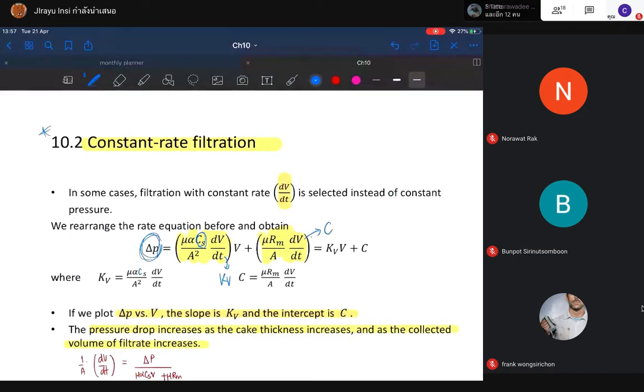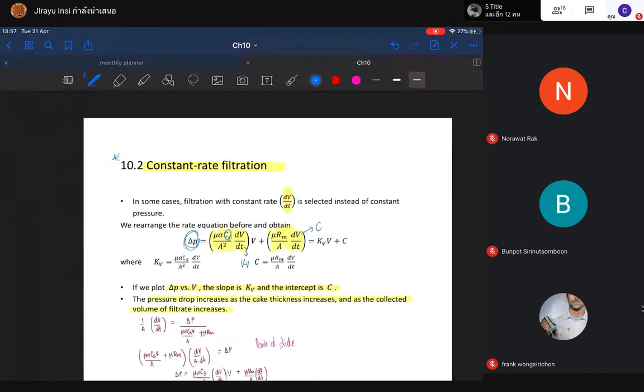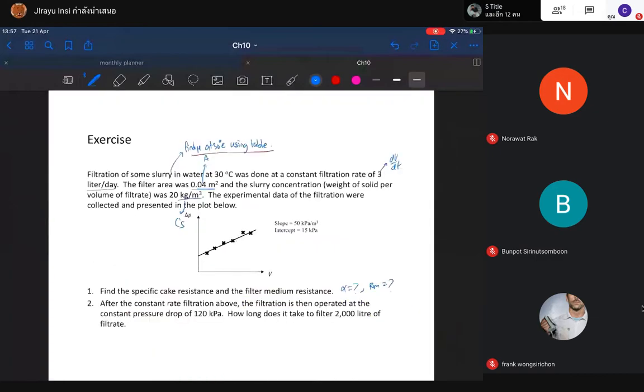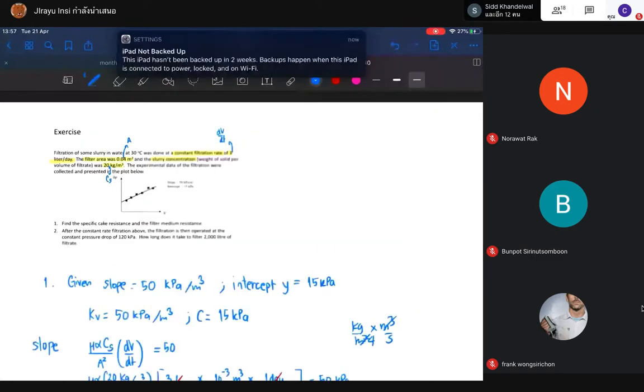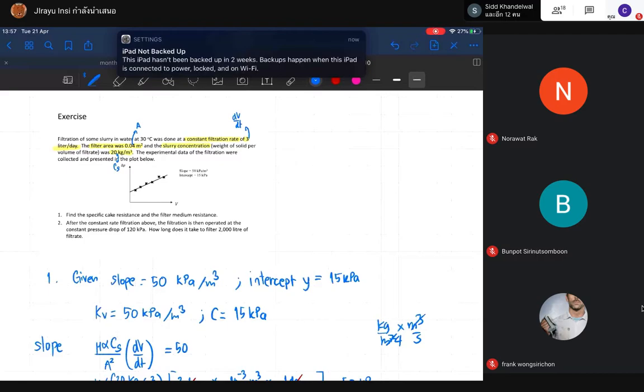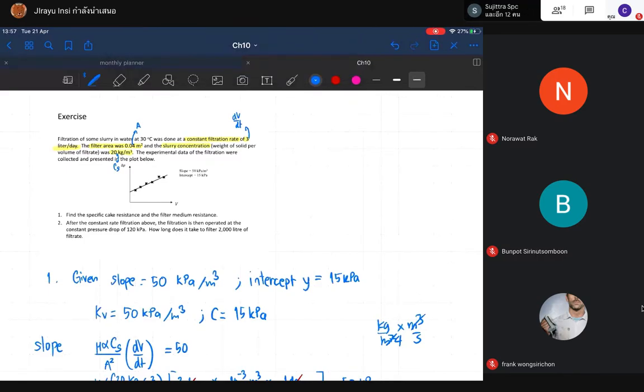And for the exercise here, it says that filtration of some slurry in water at 20 degrees Celsius was done at a constant filtration rate of 3 liters per day. The filter area was 0.04 meters squared and slurry concentration was 20 kilograms per meter cubed. The experimental data of filtration were collected and presented in the plot below.